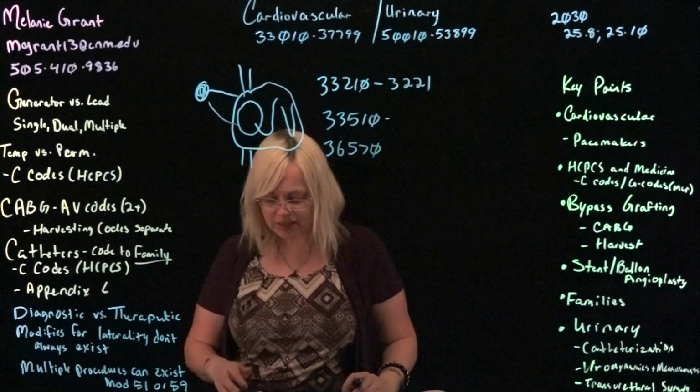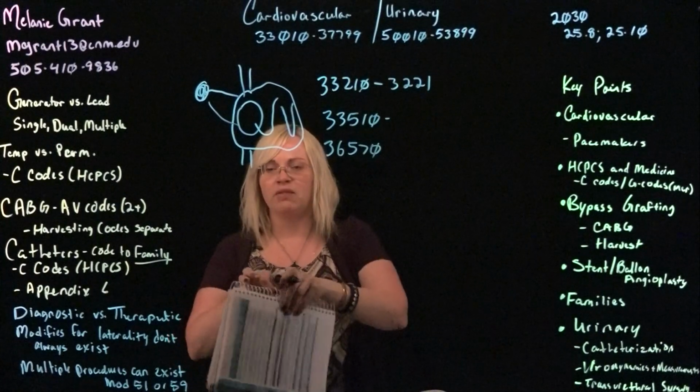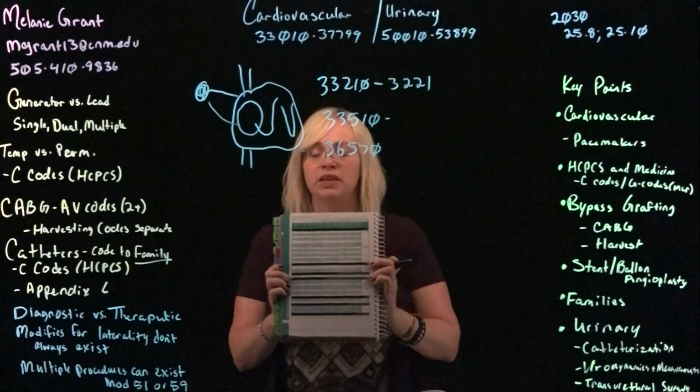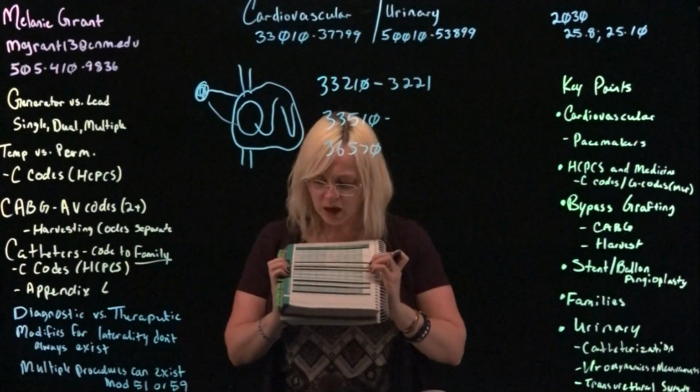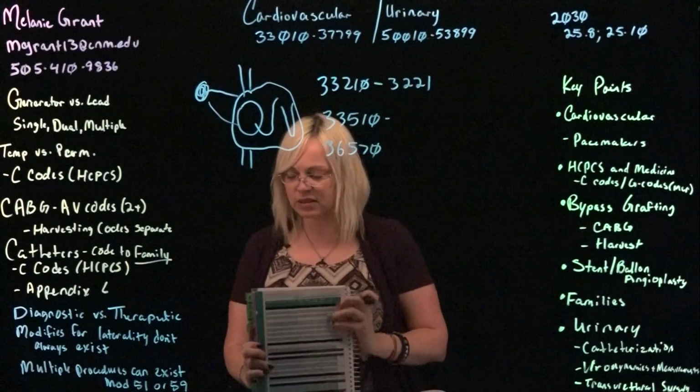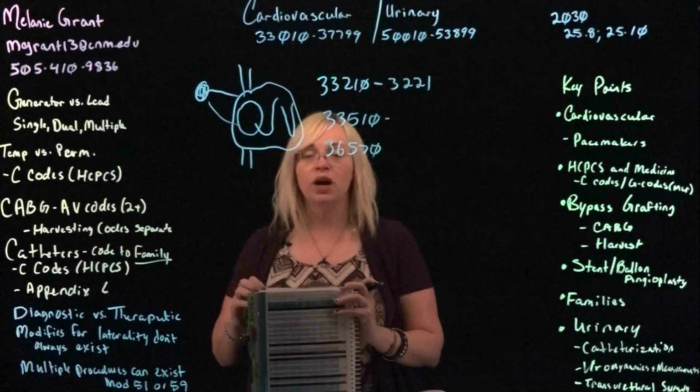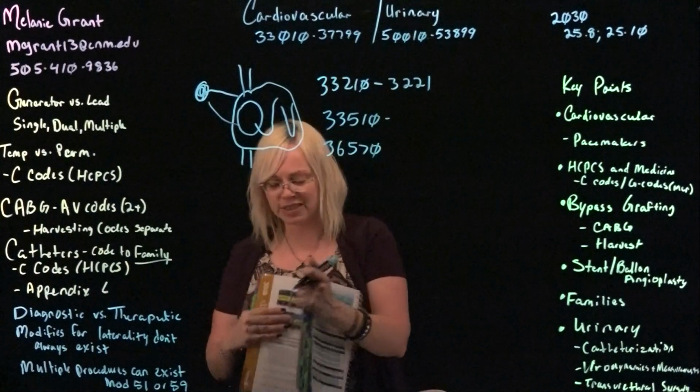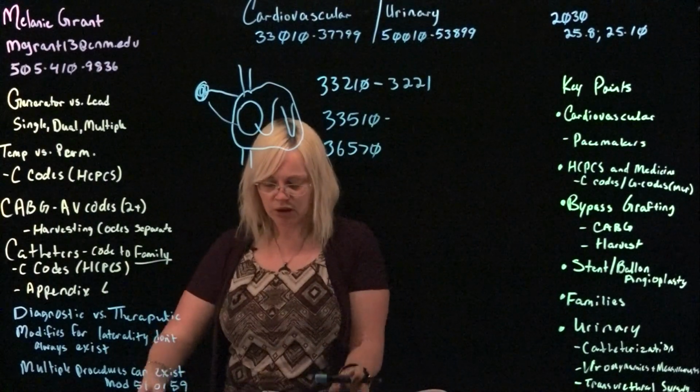In this version of the code book, you have a table, which is really great, and most of them should have things like this to help assist you. But you also have a table in Appendix L, which is going to give you those catheter families.